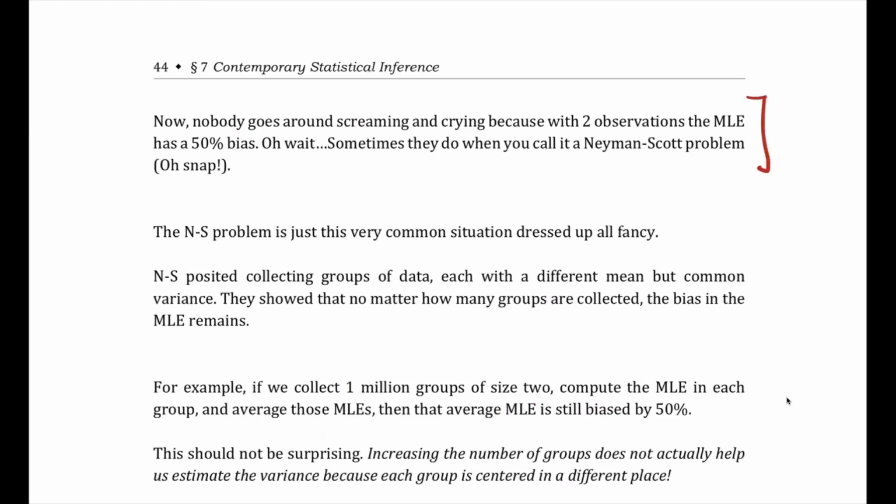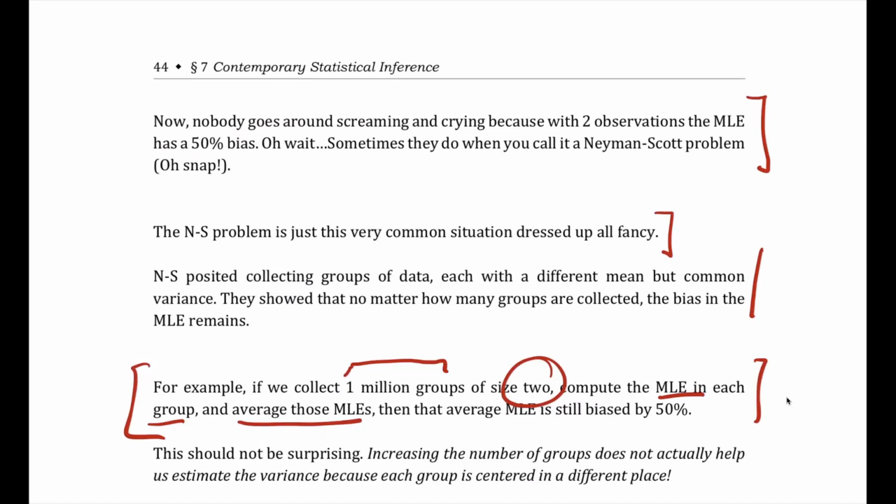Nobody generally runs around crying and screaming because with 2 observations, the maximum likelihood estimator has a 50% bias. Well, sometimes they do when you call it the Neyman-Scott problem, but we're going to ignore that. The Neyman-Scott problem is just this situation dressed up all very fancy. It posits collecting groups of data, each with a different mean but a common variance. And they show that no matter how many groups are collected, the bias remains the same, because the bias stays the same within each group. So if I collect 1 million groups of size 2, compute the MLE in each group, and average those MLEs, then of course the average bias is going to stay at 50%.